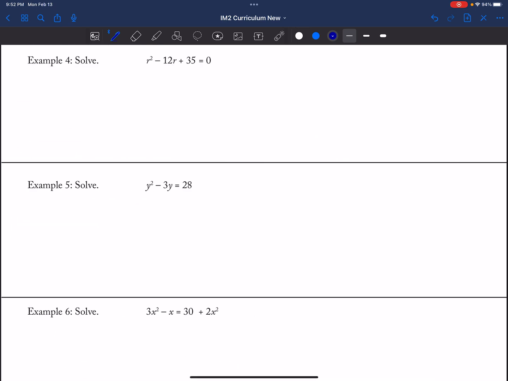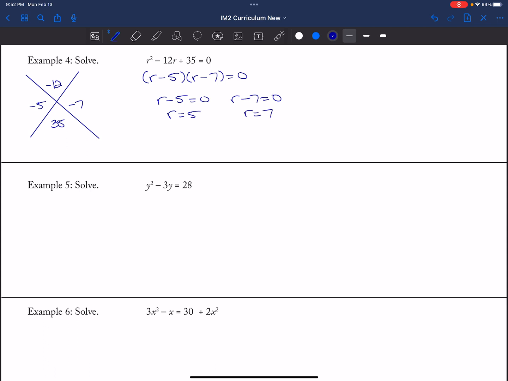Okay, so now again, we're going to factor. I have negative 12 on the top and 35 on the bottom. So then factors of 35, negative 5 and negative 7. Hopefully you're getting better at these. Negative 5 and negative 7. And we're setting this equal to 0. So r minus 5 is equal to 0. r minus 7 is equal to 0. So r is 5 and r is 7.